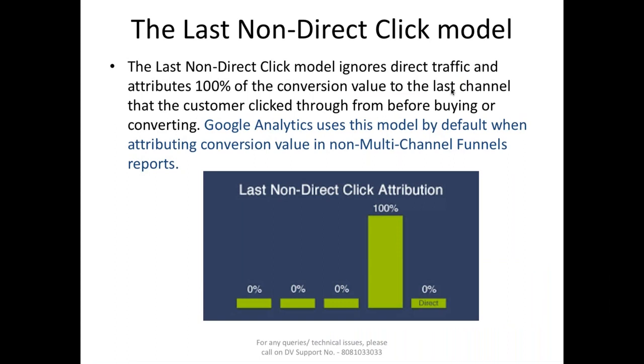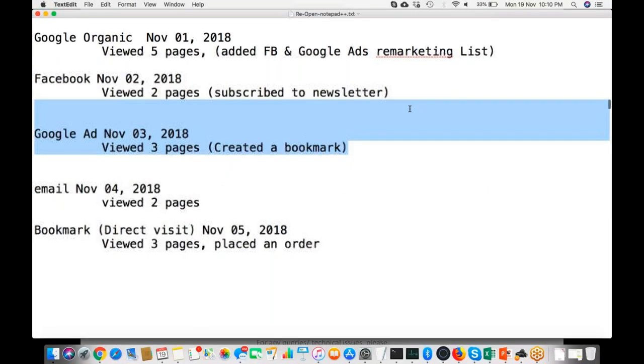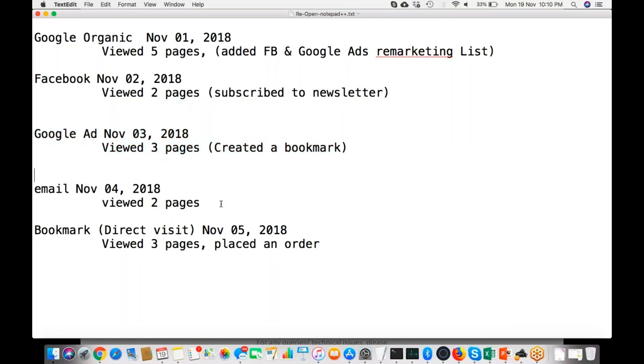The last non-direct click model is followed by Google Analytics, okay? It says the last non-direct click model ignores direct traffic and attributes 100% of the conversion value to the last channel that the customer clicked through from before buying or converting. So it means if we look at the Google Analytics reports, this conversion will be attributed to email. Are we clear? If you are looking at the reports in Google Ads, those who have done Google Ads, do you remember the conversion window, which is 30 days by default?